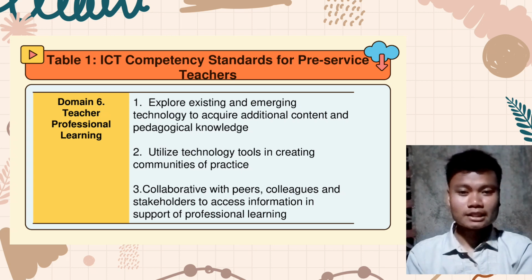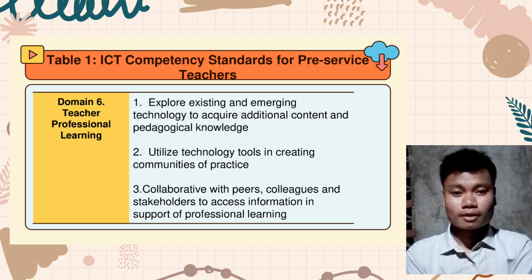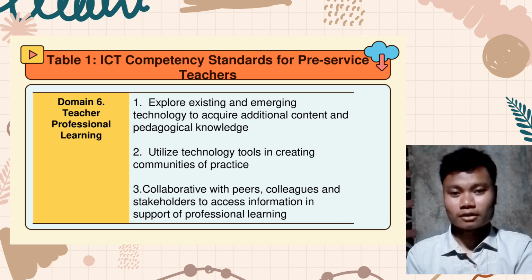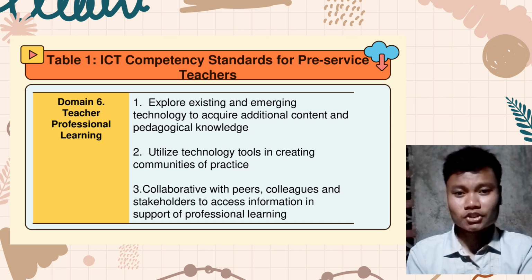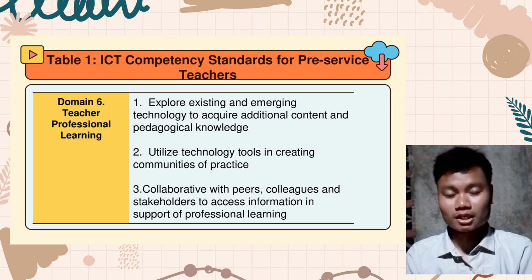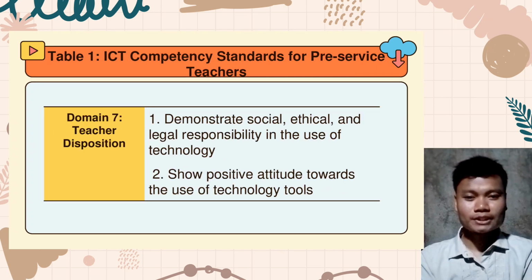We are now in domain 6, the teacher professional learning. This talks about you as a future educator. You need to learn and explore emerging technology and learning technology in order to improve the teaching and learning process. Utilize the technology tools in creating a new group of students who are active in the digital world. And lastly, you collaborate with peers. There's nothing wrong with asking, because collaborating means you are working with other people so you learn from them, and in collaboration you will be enhanced more and more, and at the end of the day you will become a more effective teacher.